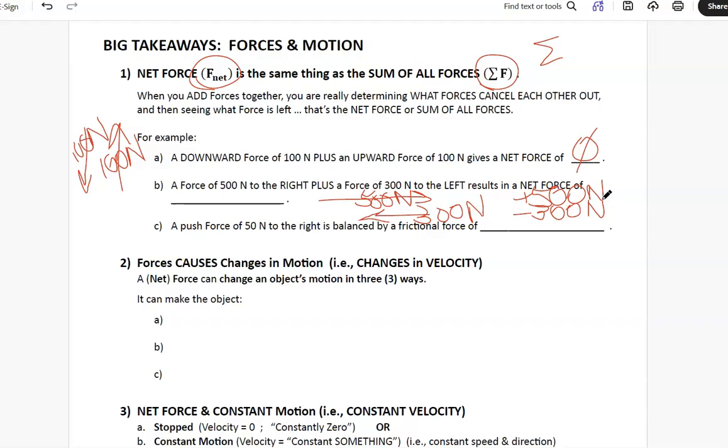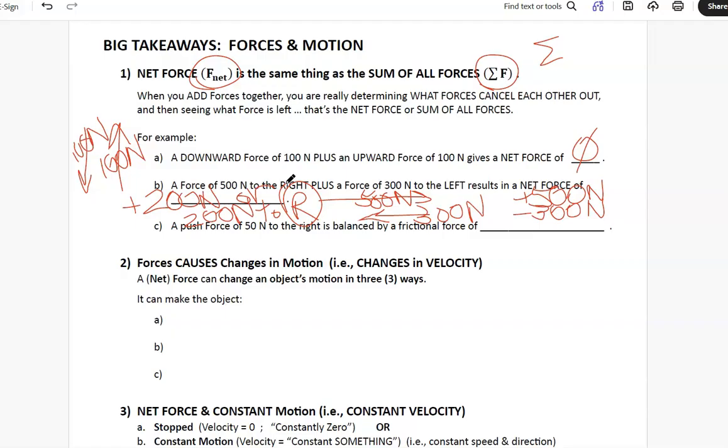Well, when you add these up, you get a net force of positive 200 newtons. Another way to say that is 200 newtons to the right. And I'll just circle R for right.